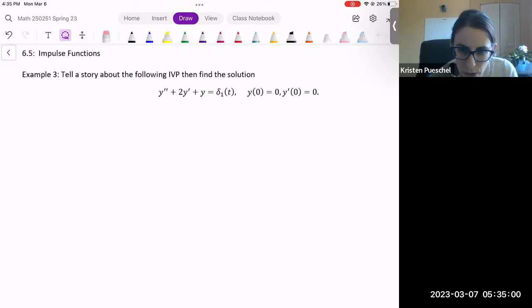Questions to think about are, is there damping? If there is damping, is it overdamped, underdamped, critically damped? How are we starting out? Take a moment, pause, and then we'll come back together.